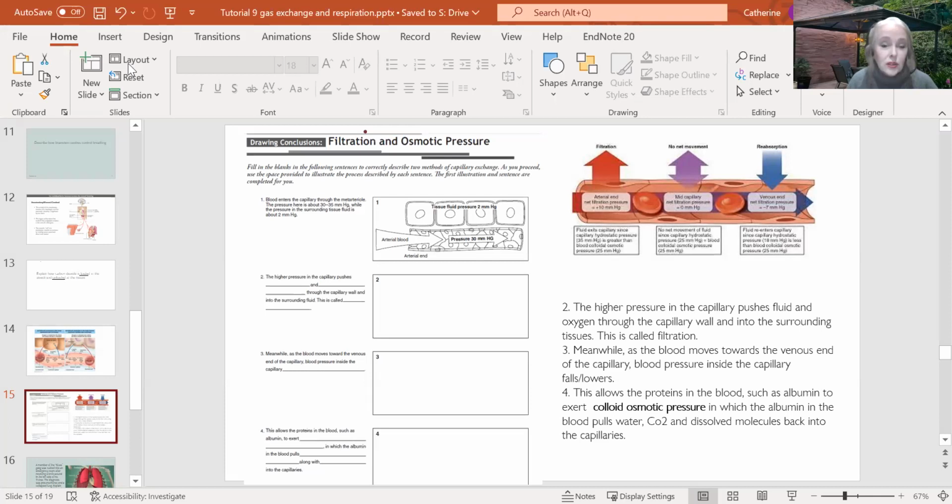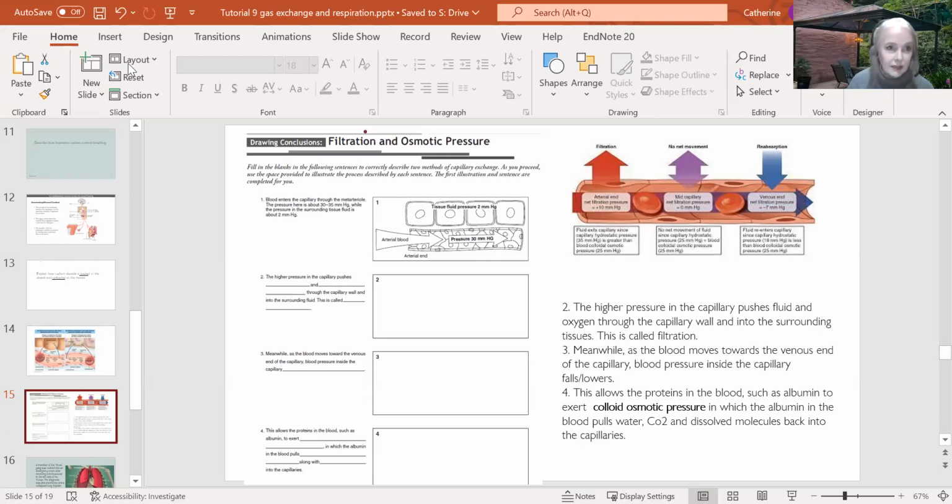As the blood moves towards the venous end, because we've just pushed stuff out, obviously the blood pressure inside that venous capillary is going to fall because we've just pushed out lots and lots of water. So the pressure is going to fall. There's a whole lot less in there. This allows the proteins in the blood, and this is pretty important, to exert what we call colloid, which simply means proteins, osmotic pressure, in which the albumin in the blood pulls water and CO2 back into the capillaries.